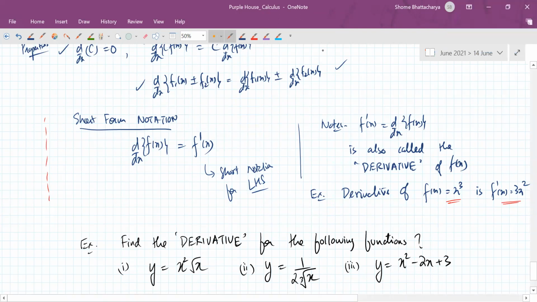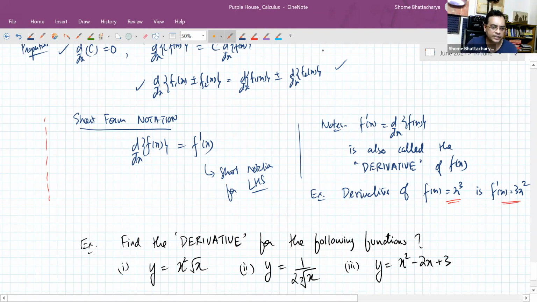Sir, they are the same as dy upon dx, but we use a different notation over there, right? We are just using the name derivative now. But what is the meaning of derivative? It's that dy by dx only, right? Yes, sir.